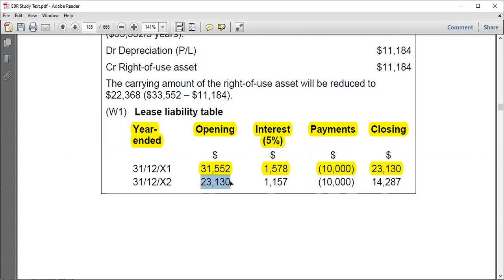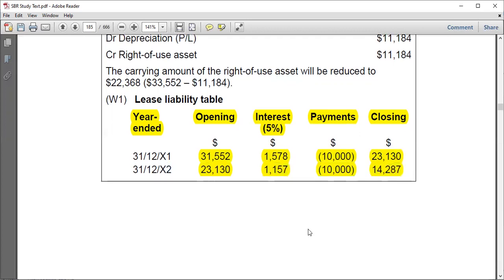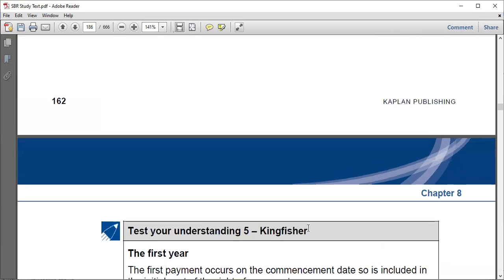After having this now, you determine interest again. You have your 5%, the rate implicit in the lease or the incremental borrowing rate. So 5% times 23,130, you would obtain 1,157. And then the payment usually at the end of year two, we are given as 10,000. If you add in less here, you remain with 14,287. You could proceed actually to year three, but look, even they have not done that.